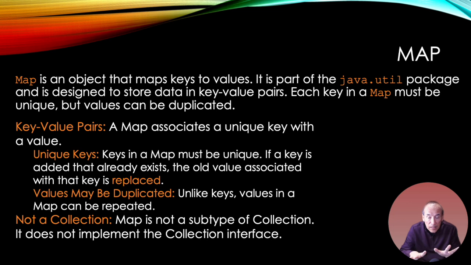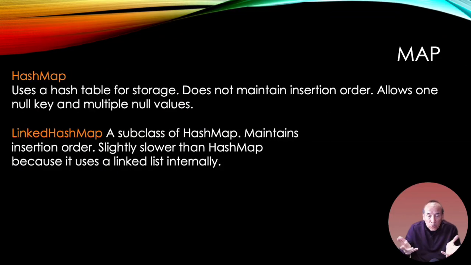It does not implement the Collection interfaces, which leads to some odd method names, and we're kind of stuck with them. But that's not really critical to your use of them. You're going to use them no matter what, and I wouldn't worry too much about the hierarchy in the language. Probably the two most popular maps: you're going to use a HashMap, which uses a hash table for storage, and LinkedHashMap, a subclass, which maintains the insertion order.